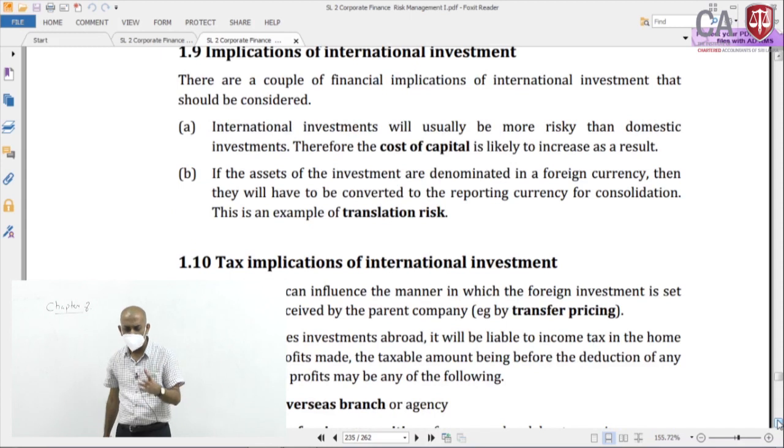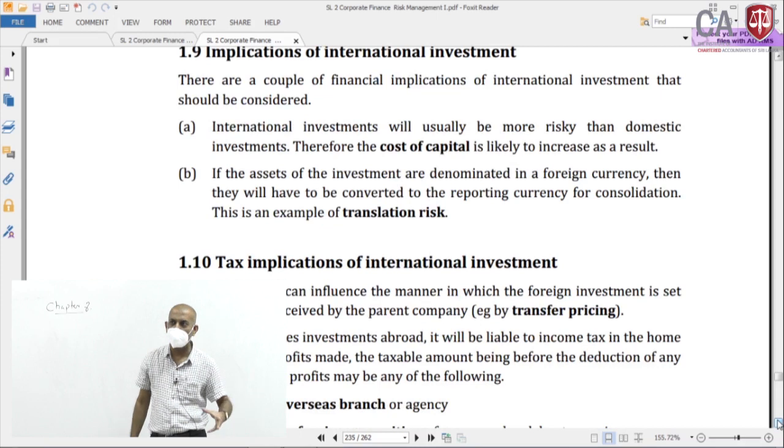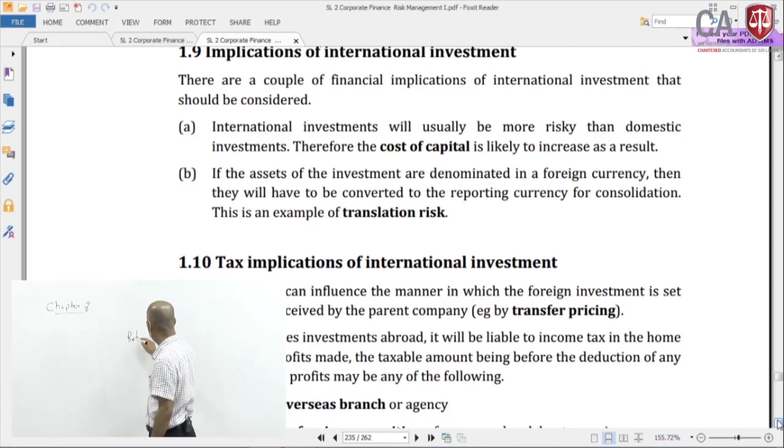Then the implication of international investment. Right, you need to understand that generally, if you are investing locally and requiring a return of say 15%, if you are investing in a foreign country, you will require more than 15%. Why? Your risk is there. So your return requirement for foreign investment will be your return requirement for local investment plus say a risk premium.